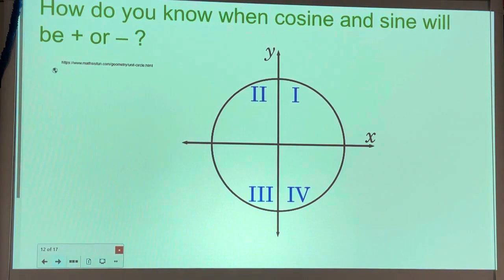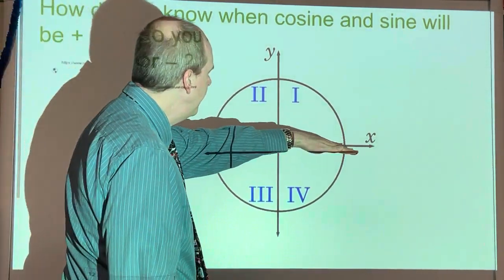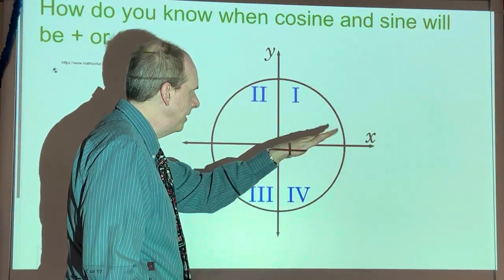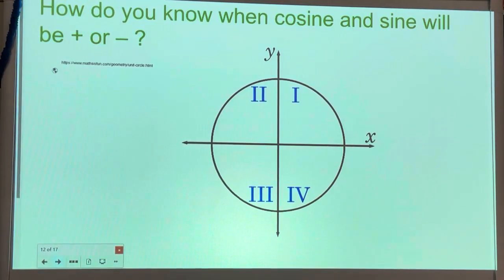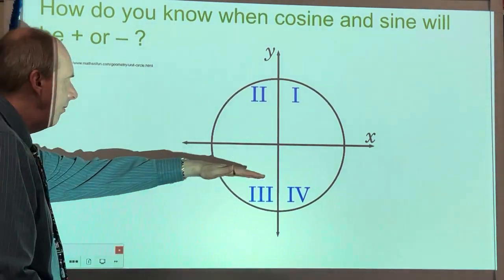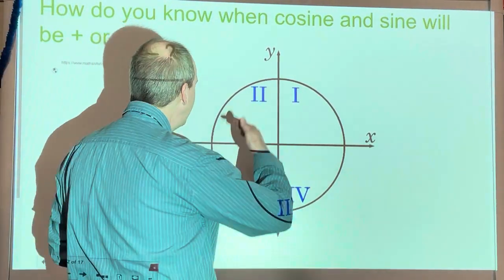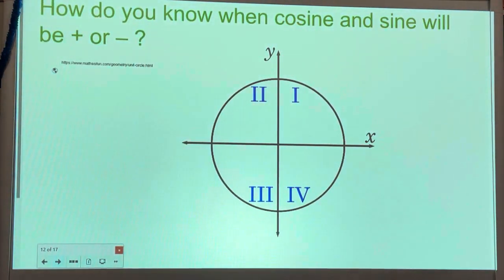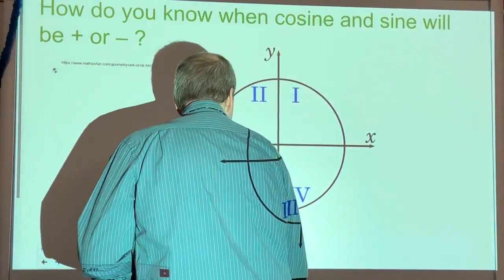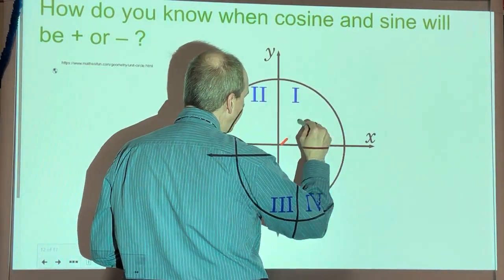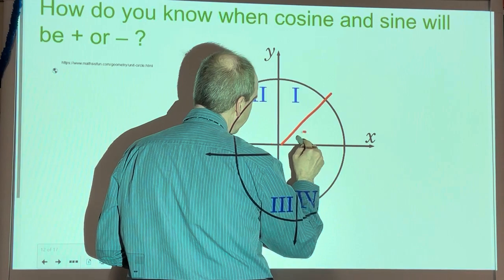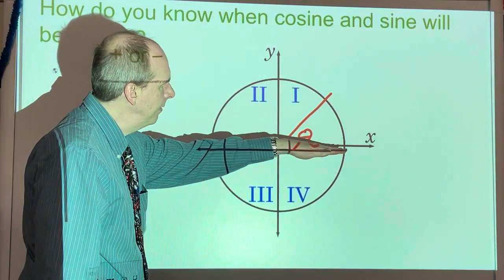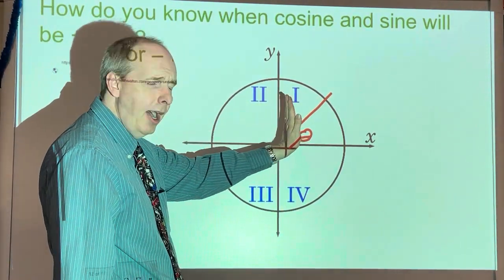All right, guys and gals, welcome back. Let's talk about how you know when sine and cosine will be positive or negative, because we're not going to do just these angles, 0, 90, 180, 270, 360. We're going to end up getting any angle in between. So they end up in different quadrants. If we think about an angle that's here, well, my x is positive, my y is positive.